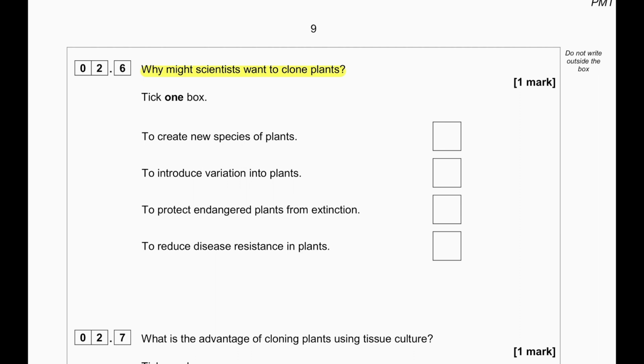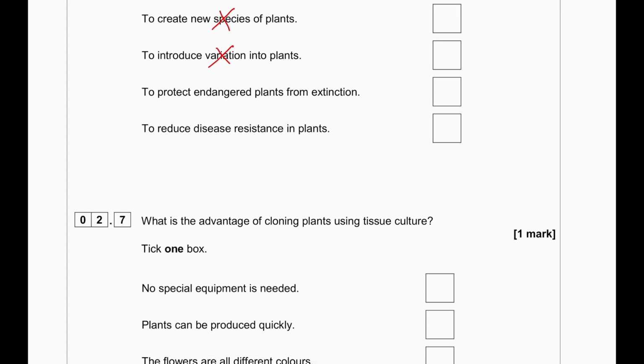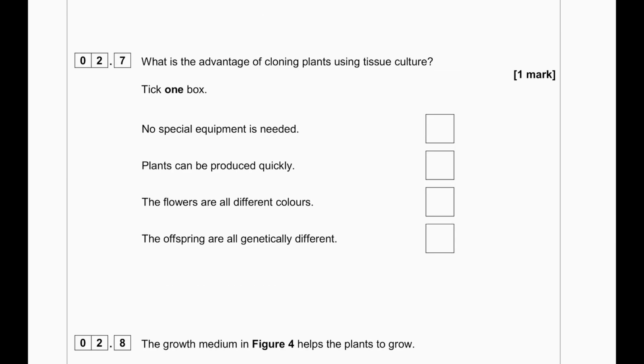So to create a new species of plant, as we already talked about, we can only create the same plant back again. To introduce variation into plants, again cloning is about producing the same type of plant back again, so we are not producing any variation. To protect endangered plants from extinction, yes, we can clone to protect a plant from going extinct. To reduce disease resistance, cloning does not give any extra benefit to that particular plant because they have the same genetics. What is the advantage of cloning plants using tissue culture?